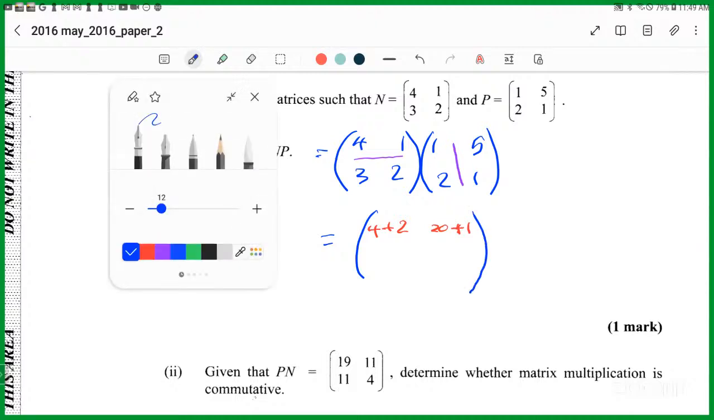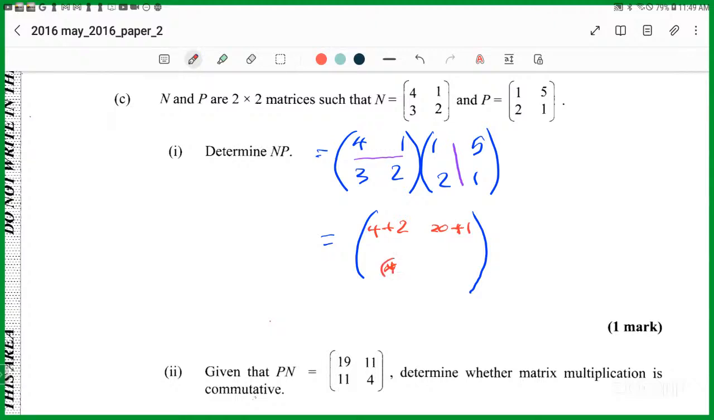Then the next value down here that we want is the position in the second row and the first column. So to get it, we want to multiply this second row by this first column. It's first element times first element, second element times second element. So it's 3 times 1 and 2 times 2. So 3 times 1 is 3, and 2 times 2 is 4.